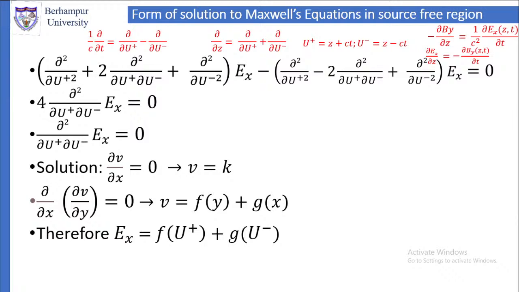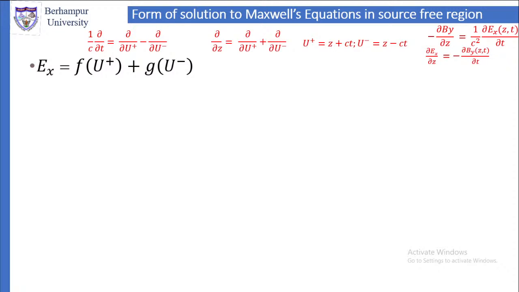So Ex will be a function of u₊ and u₋. So Ex will be f(u₊) plus g(u₋). So the form of Ex will be this, Ex is equal to f(u₊) plus g(u₋). This is the form of the x component of the electric field that we are considering. We'll consider what f and g are later, but Ex will be f(u₊) plus g(u₋), where u₊ is equal to z plus ct, u₋ is equal to z minus ct. Therefore Ex is equal to f(z plus ct) plus g(z minus ct).